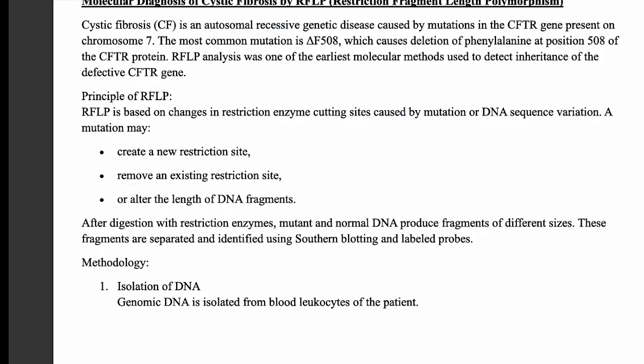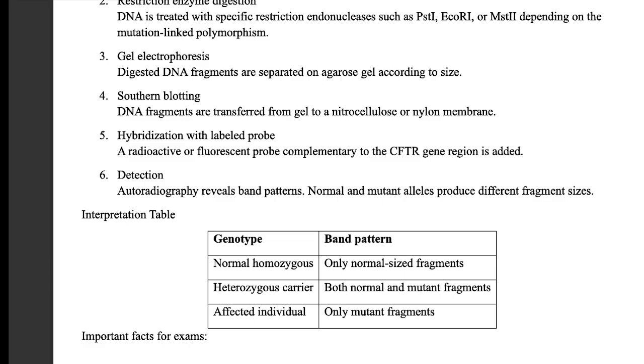First of all, we have to isolate the particular genomic DNA, and we are isolating this genomic DNA from the blood leukocytes. Why so? Because we have to detect the CFTR gene, and this CFTR gene is particularly very active in the blood leukocytes of the patient. So we are isolating the DNA from the blood leukocytes. Later on, what do we do? So yes, we do the restriction enzyme digestion. Now this restriction enzyme digestion can be done through PstI, EcoRI or MstII.